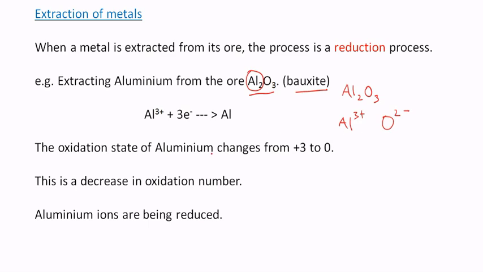Now, if we look at the oxidation state of aluminium, it changes from +3 to 0. Because in the aluminium ion, we see it has a 3 plus charge, and in the aluminium solid, the oxidation number is 0. So therefore, we have a decrease in oxidation number, and this is called a reduction reaction. So therefore, the aluminium ions are being reduced.